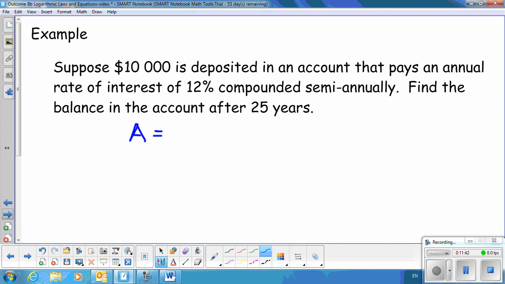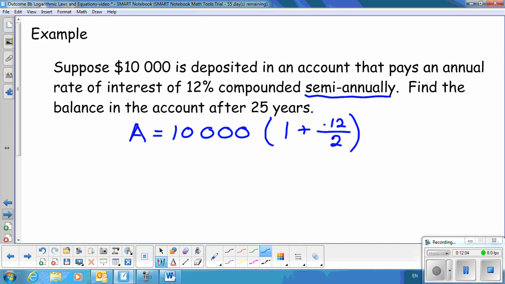So we're depositing $10,000, so that's the P value, or our principal, times 1 plus, our interest rate is 12%, so it becomes decimal 12, over the number of times a year that the interest is paid. Because it's paid semi-annually, it means that it's paid twice a year. And our exponent is n again, twice a year times the number of years, which is 25.